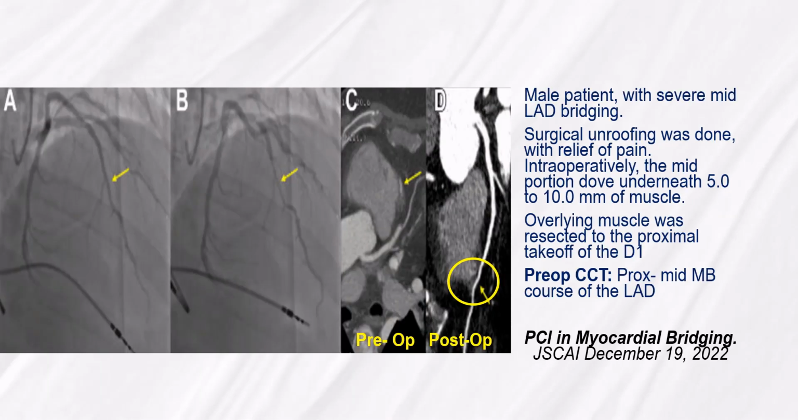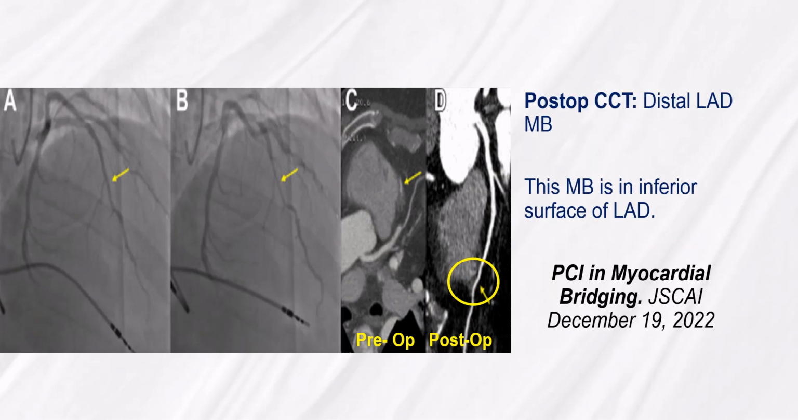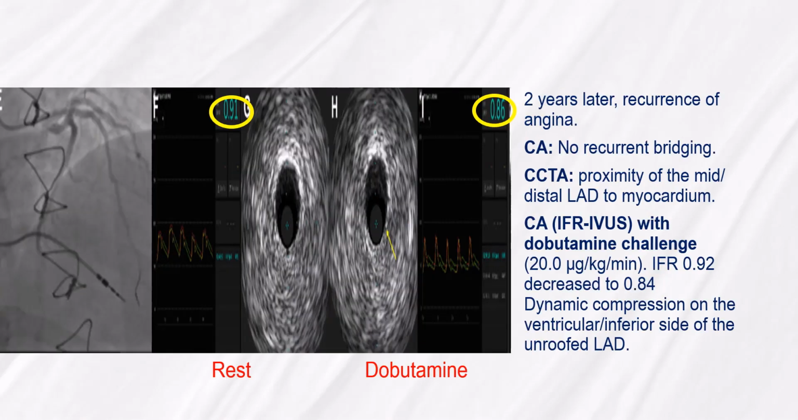In this male patient with severe mid-LAD bridging, surgical unroofing was done. The pre-operative CT showed the proximal and mid-course of the bridge. Post-operative CT showed a distal LAD myocardial bridge. This bridge is in the inferior surface of the LAD. 2 years later, there was recurrence of angina with no recurrence of bridge in the coronary angiography.